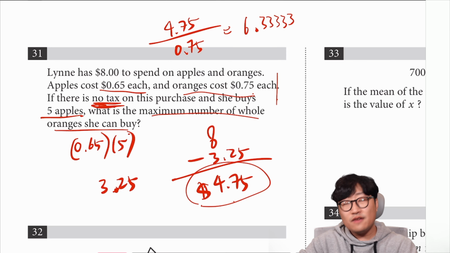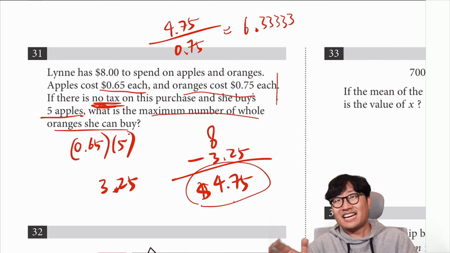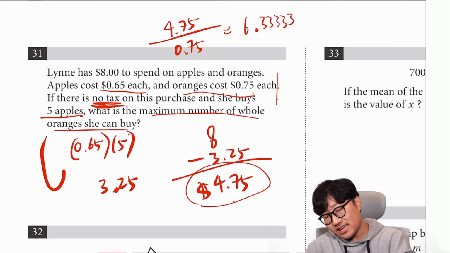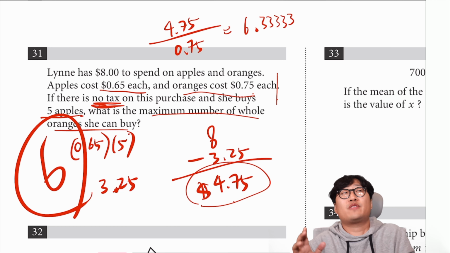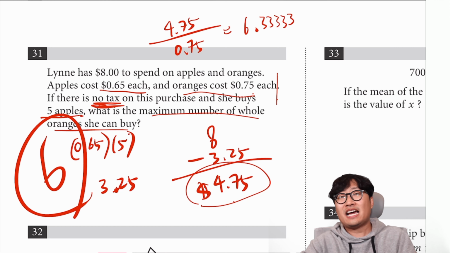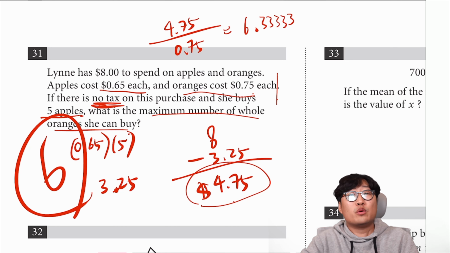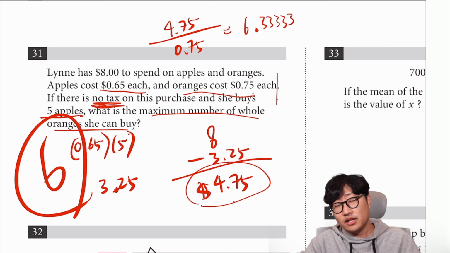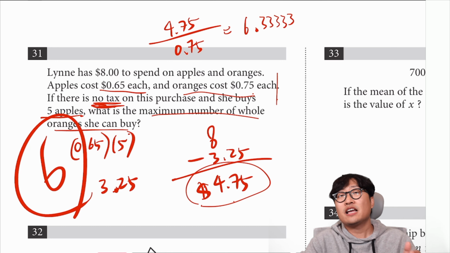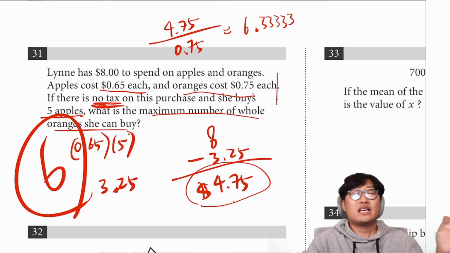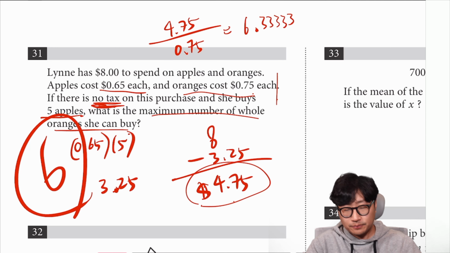6.33333. Even if the answer was 6.9999999, your answer is still 6, because the fact that you have enough money to buy 0.99999 orange. Can you buy that orange? Oh, hell no. That's called stealing, right? You can't buy that. If you don't have enough money, you don't have enough money. What, you're only short by 1 penny? Well, still, you ain't got enough money to buy that. So even if it was 6.99999, you wouldn't round that up to a 7. It's got to be still rounded down to a 6.